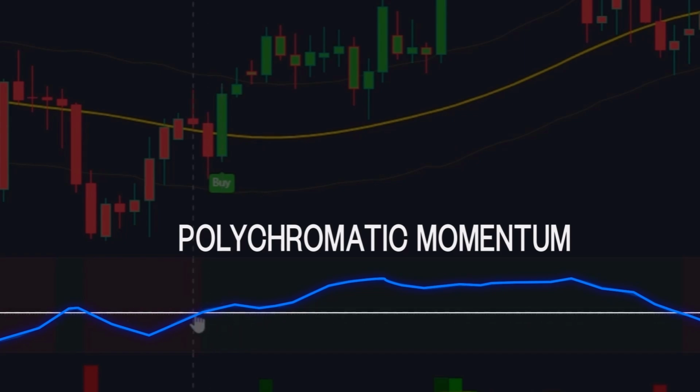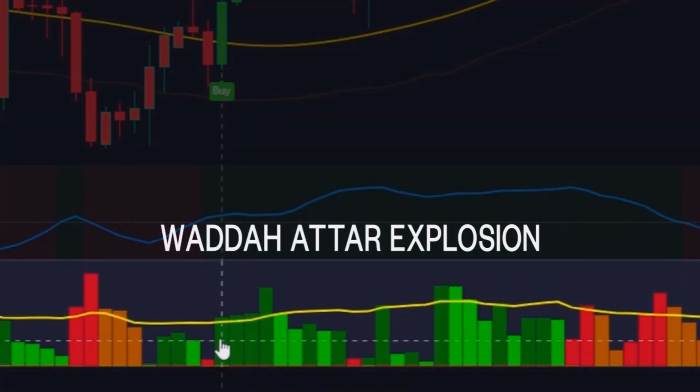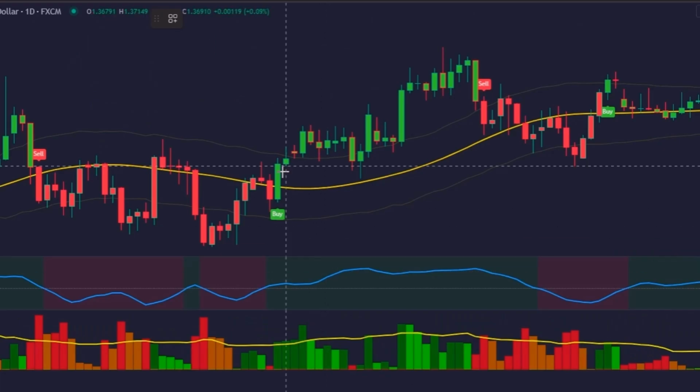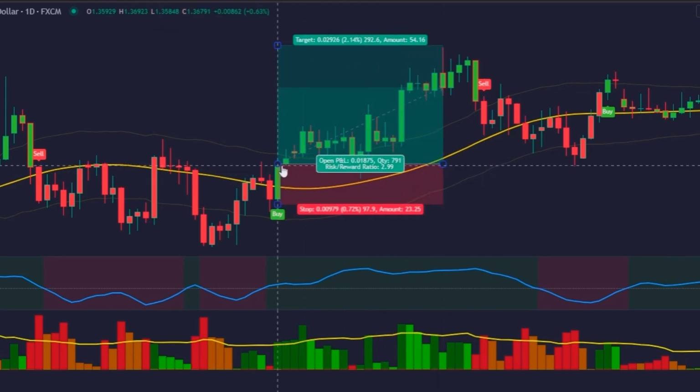That means the blue momentum line is above 0 and the histogram is green. Finally, the Waddah Attar Explosion needs to confirm volume. The volume bar must be green and above the yellow explosion line. If all these rules are aligned, we enter the trade at the close of the signal candle or on the open of the next one.